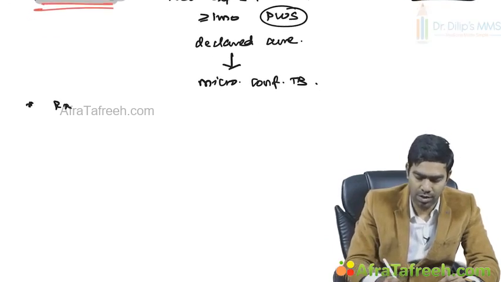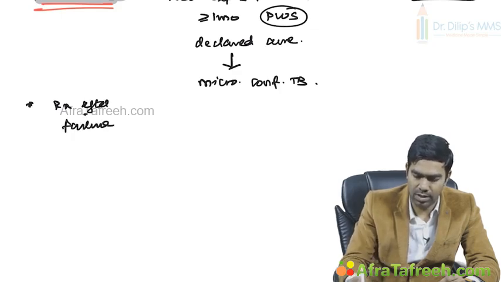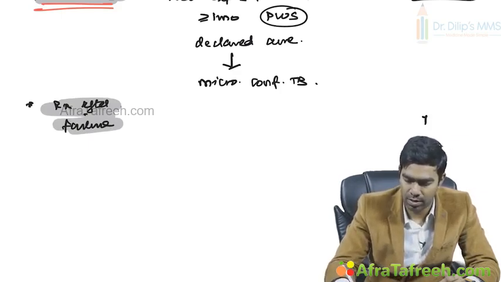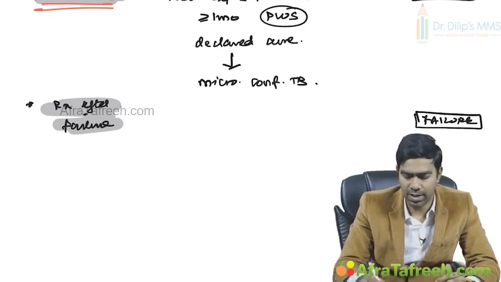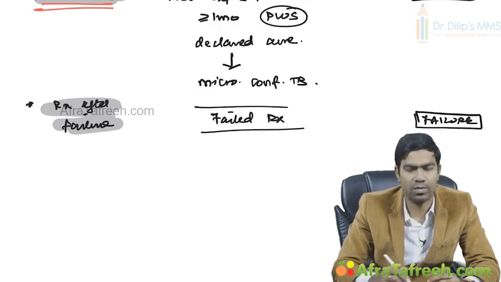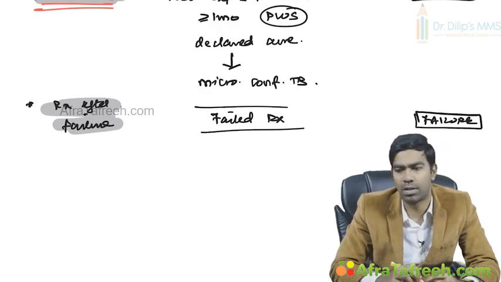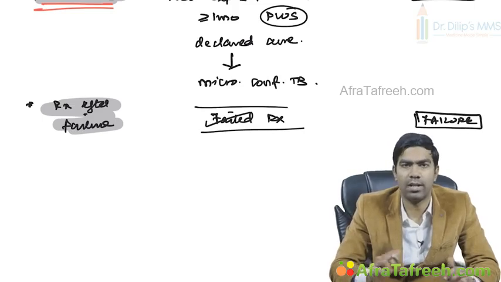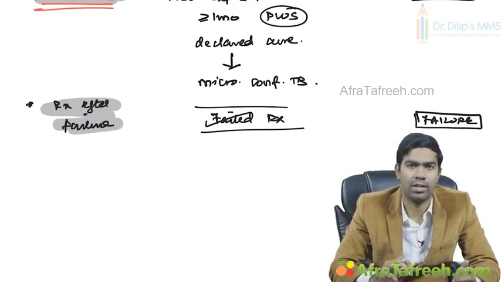Then we have treatment after failure. Previously, this was simply called a failure case. That's all. Clear? So it's very simple. The idea is failed treatment. They have been exposed to antitubercular drugs for more than 1 month, but still their TB is not getting cured. So it's a failed treatment. This previously was called a failure. Now we are going to call it treatment after failure.